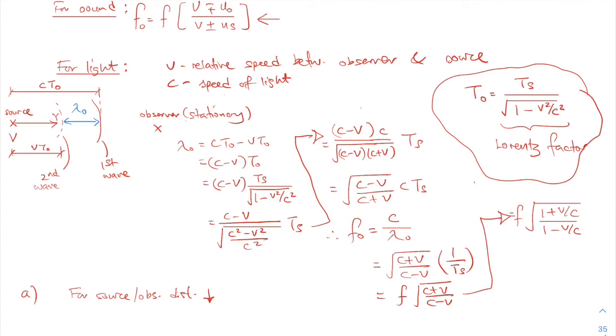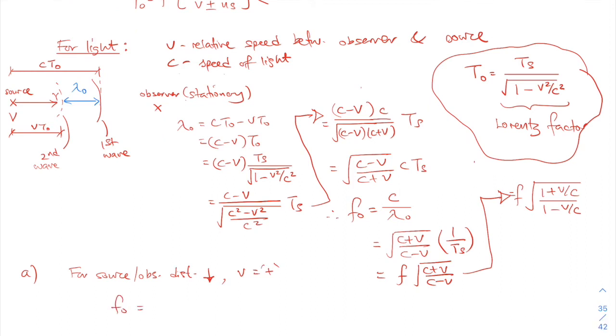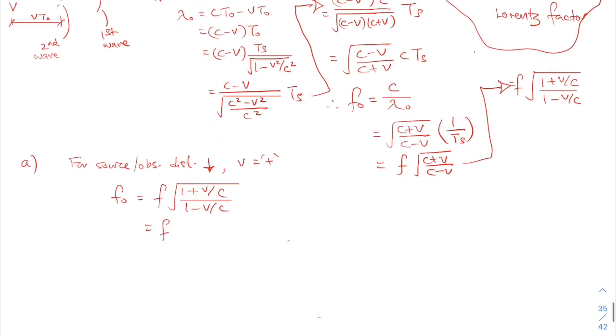So this is the expression for observed frequency. Now let's consider two cases. A, the source and observer distance moving closer to one another, regardless whether the source is moving to the observer or the observer moving to the source, but the relative distance is decreasing. And this is when the relative speed is positive. So based on that, my expression follows as such. The equation doesn't change, and I'm going to re-express this to this form: 1 plus v over c power half multiplied by 1 minus v over c power negative half.